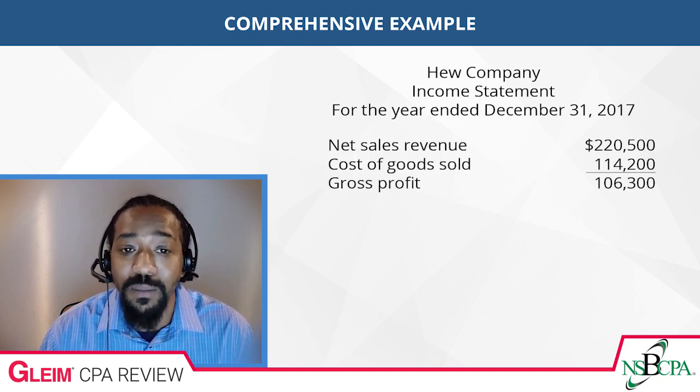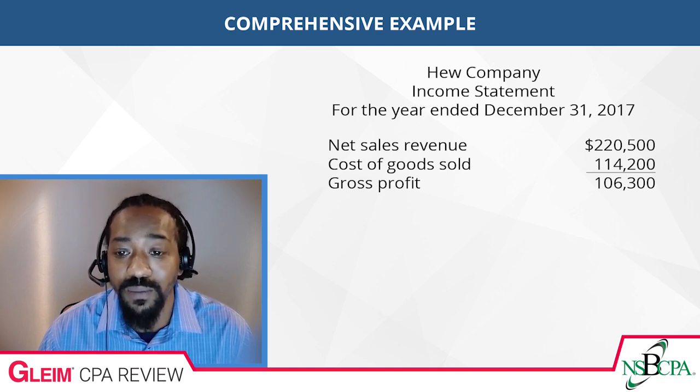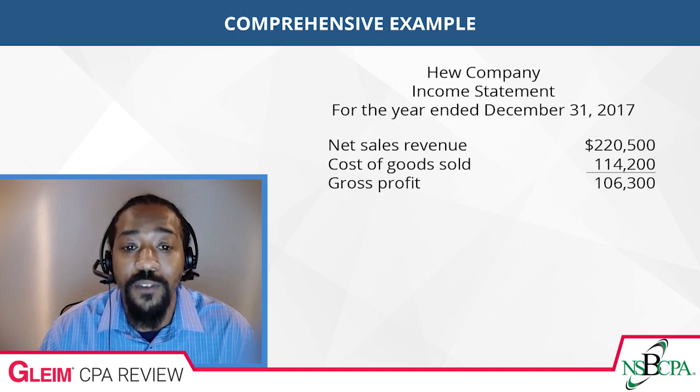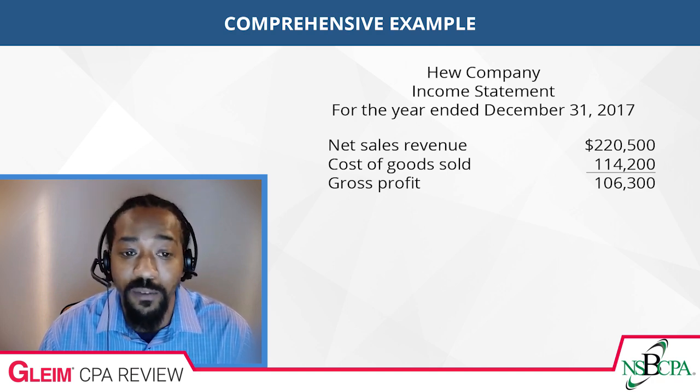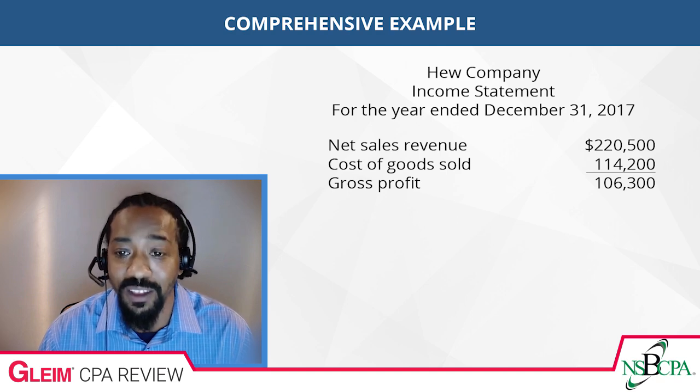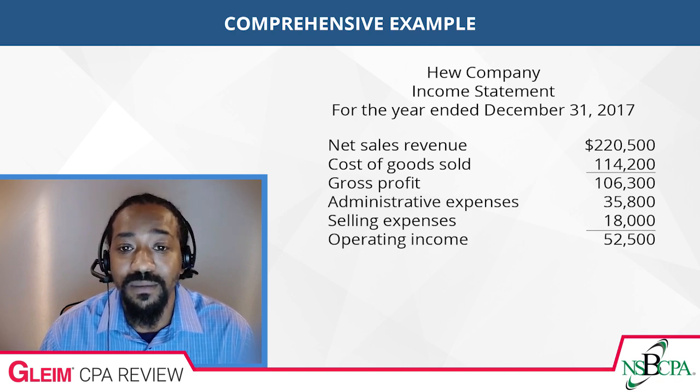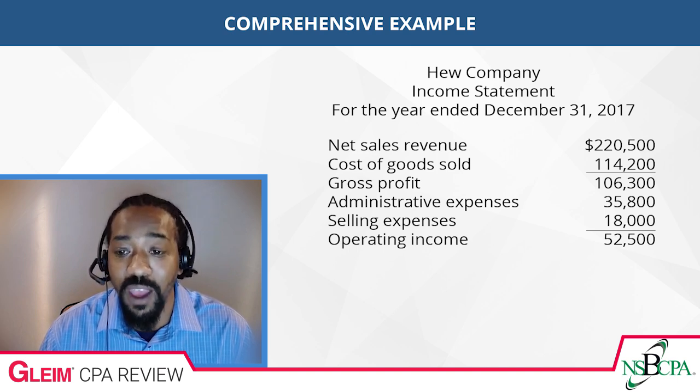The income statement starts with net sales revenue, then we subtract the cost of goods sold to find the gross profit of $106,300. This is the first line or level of profitability reported on the multi step income statement. Next, we subtract the operating expenses, which are administrative and selling expenses. The company's operating income is $52,500.